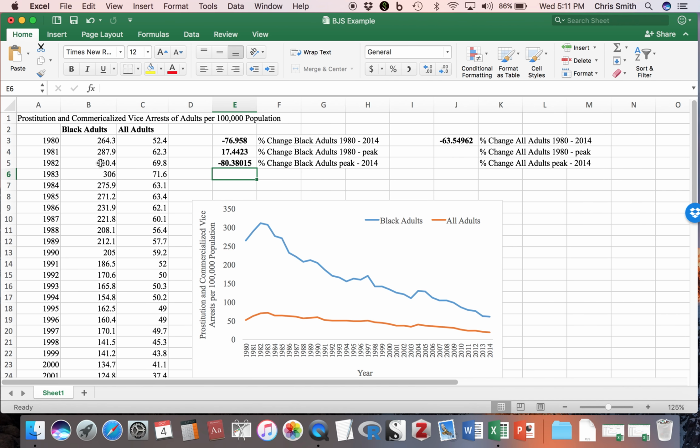Then I finished my calculation for all adults to see how the percent change compares. Remember that the highest for all adults was 1983. The increase from the earliest data point in 1980 to the peak in 1983 is 37%. This was a larger percent increase for all adults compared to Black adults, however, the rate remained substantially lower.